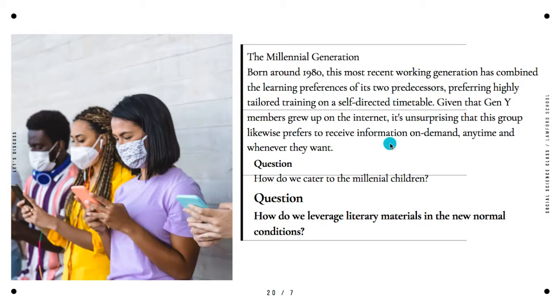They grew up on the internet, and therefore they prefer to receive information differently. Like we can wait. If you ask something, I can wait for a week. I don't mind waiting. But kids now, they want it at the tip of their fingers. You press a button and you get your information. So that's the kind of thing that they will be interested in. So how do we leverage literary materials in the new normal conditions?